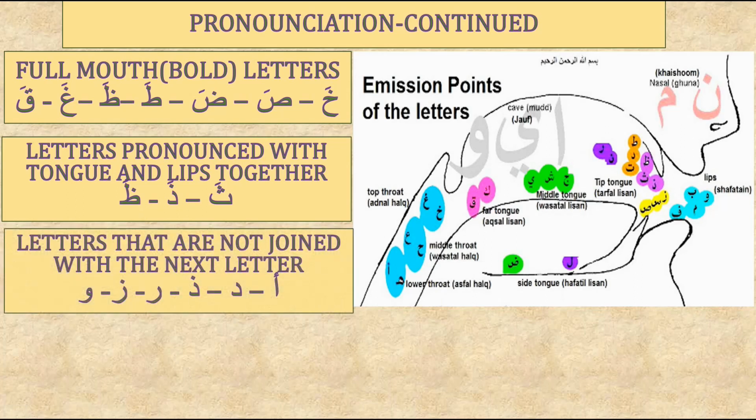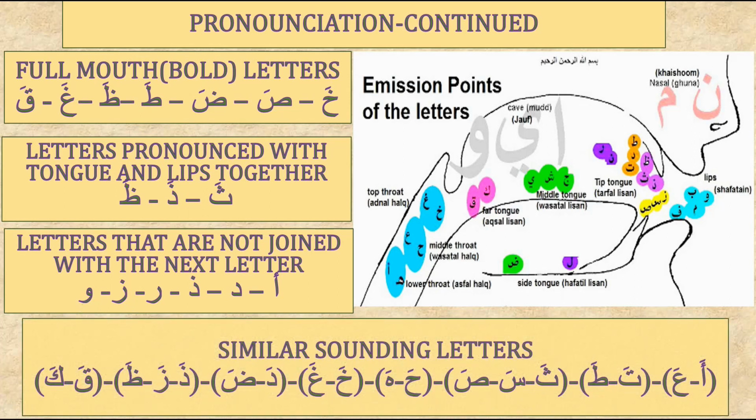Letters that are not joined with the next letter: Alif, Dal, Dhal, Ra, Za, Waw. And finally similar sounding letters: A, A, Ta, Ta, Fa, Sa, Sa, Ha, Ha, Kha, Gha, Da, Da, Dha, Za, Dha, Qa, Ka.